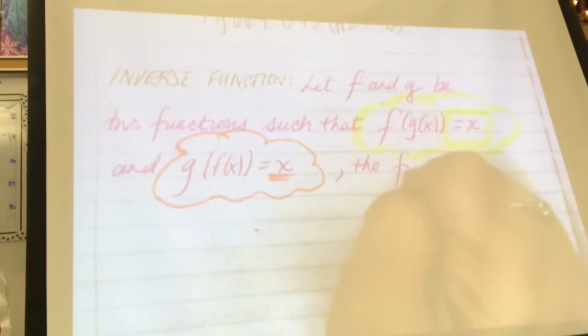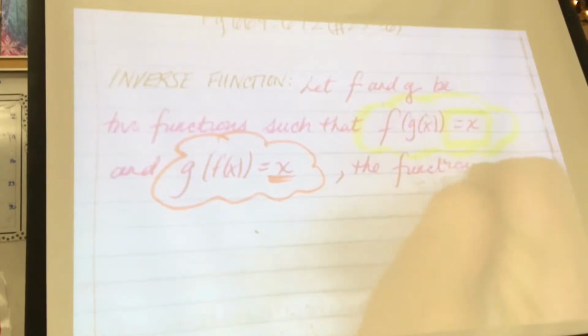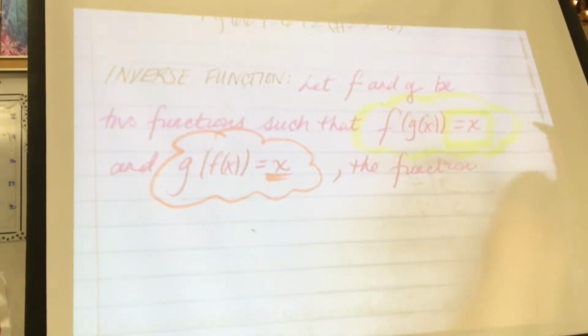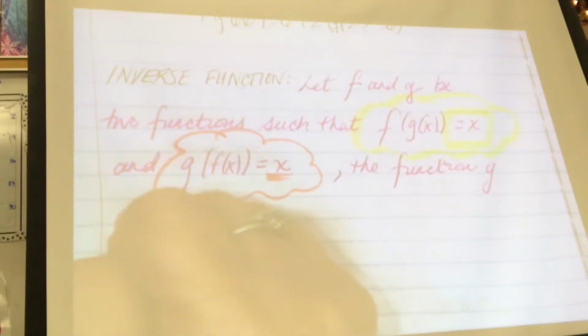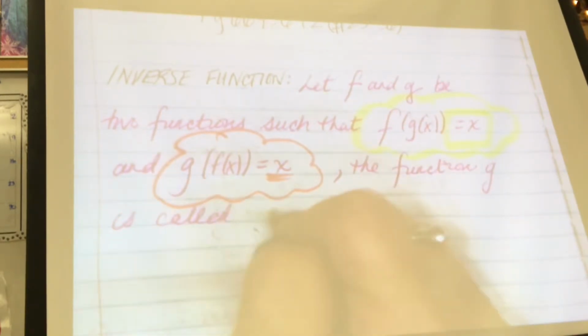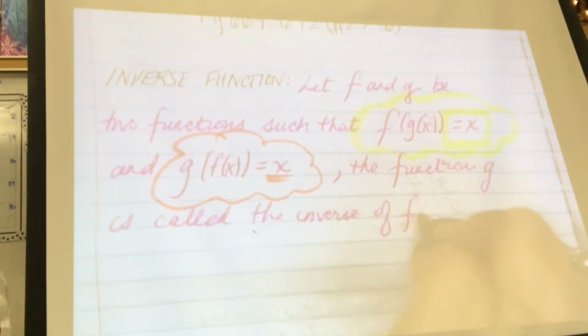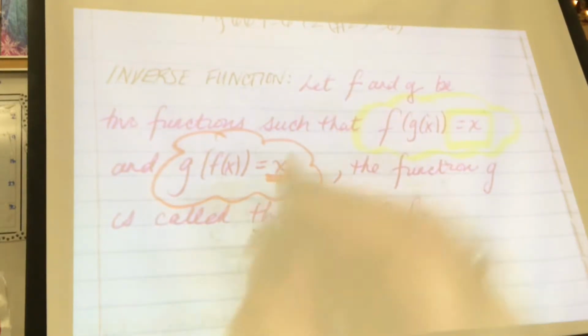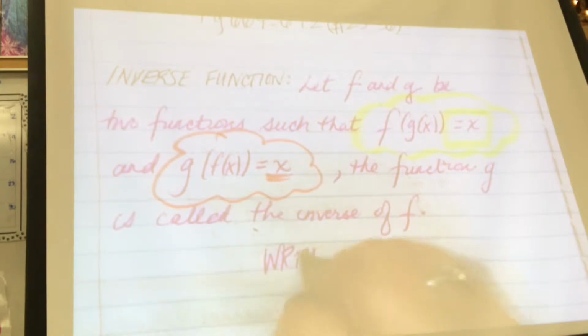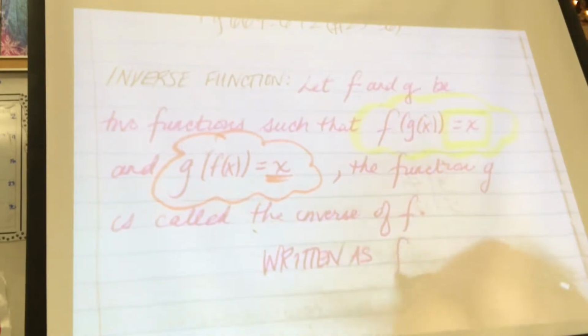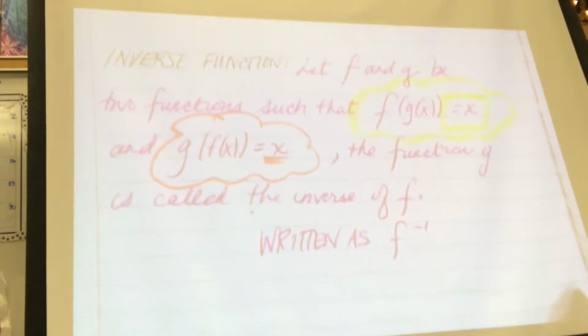Then the function g is called the inverse of f. And we write that as f to the negative 1. That's how we write it.